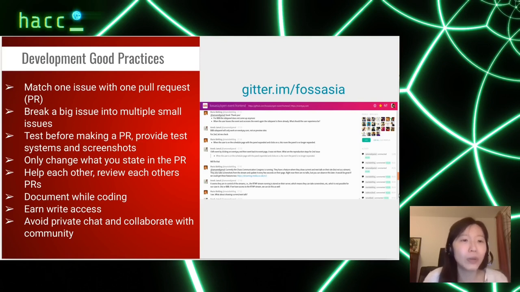Document while coding. Documentation is not a favorite thing to do for developers, but we always encourage our contributors to document why they are coding, so the next person can understand and follow up with the progress. Earned write access. After contributing to the project for some time, you'll be able to earn the write access to the repository. And one thing that is very important is to avoid private conversation and only collaborate with the community on the project level chat.